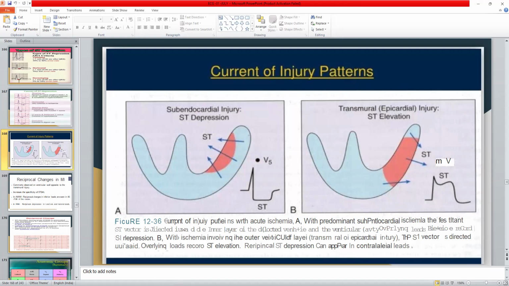This is the slide showing when there is injury to the heart muscle. This is the type where only subendocardial injury occurs, which is represented by ST depression. When the injury is epicardial or transmural, then you will see ST elevation.